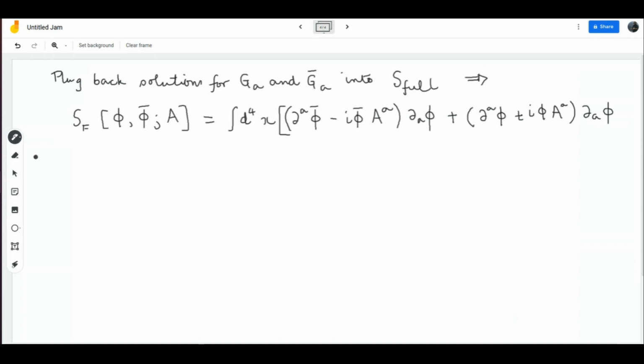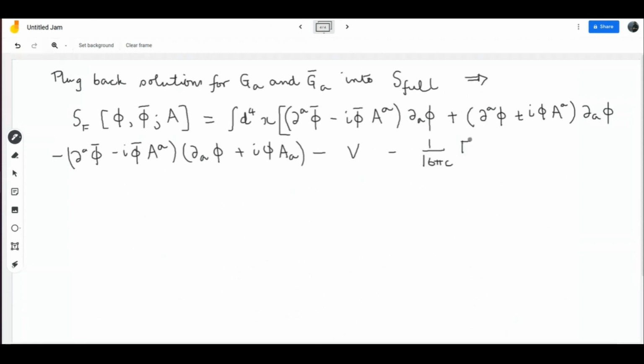Okay, and then we get minus G_A G bar A. So G_A is del_A phi bar minus i phi bar A_A, and G bar A is del_A phi plus i phi A_A. That's it. And the other terms we have are known because that's just V, and then minus 1 over 16 pi c F_AB F^AB.